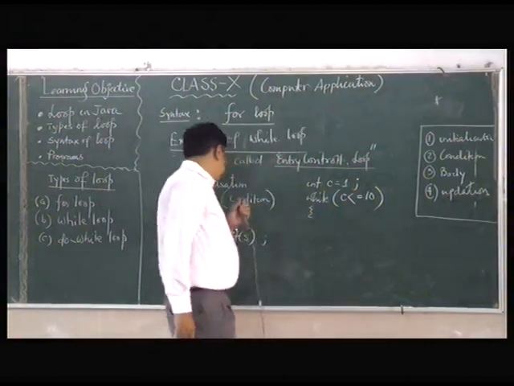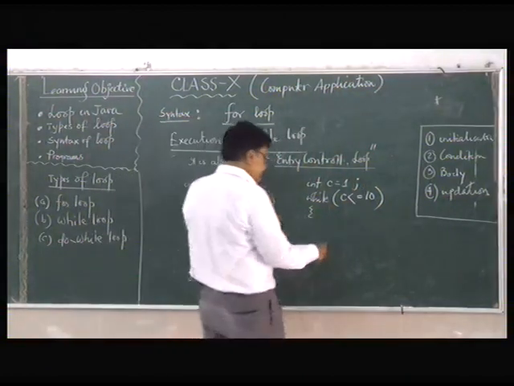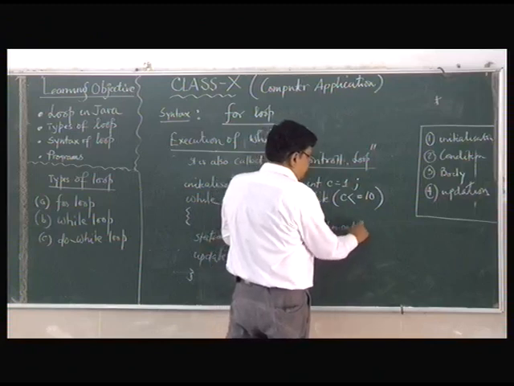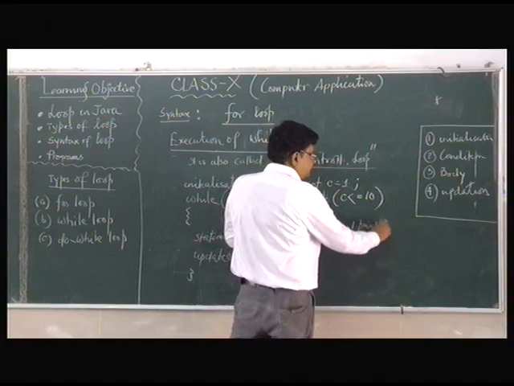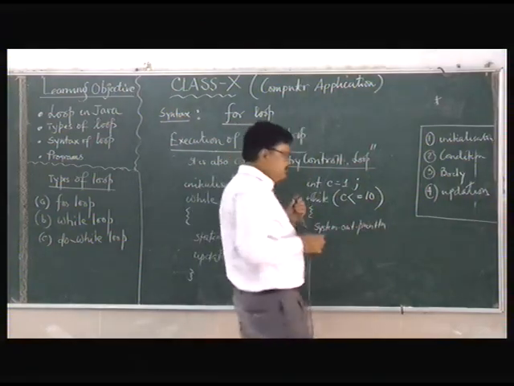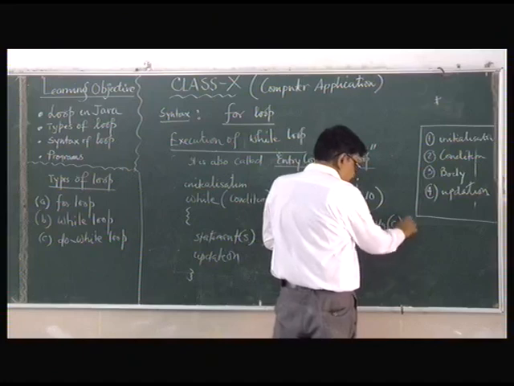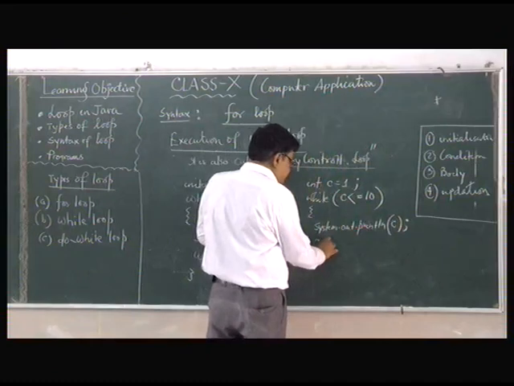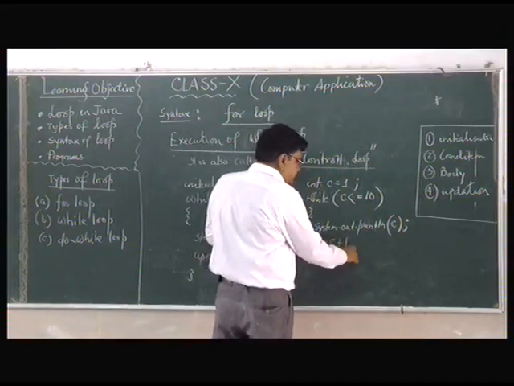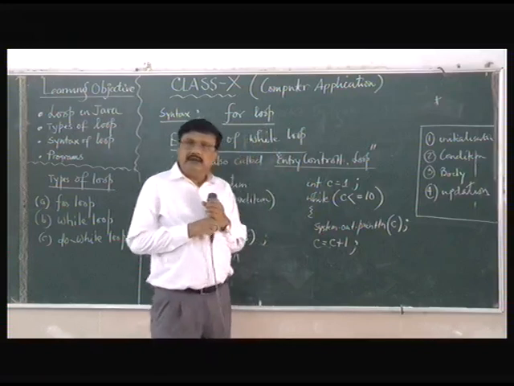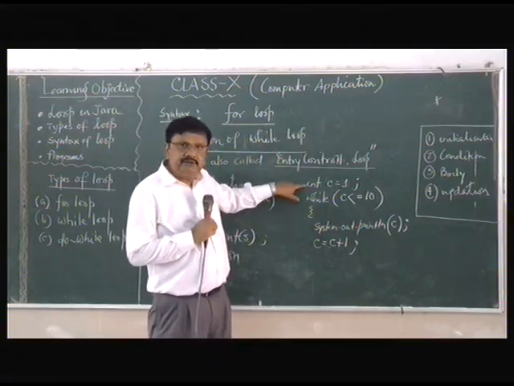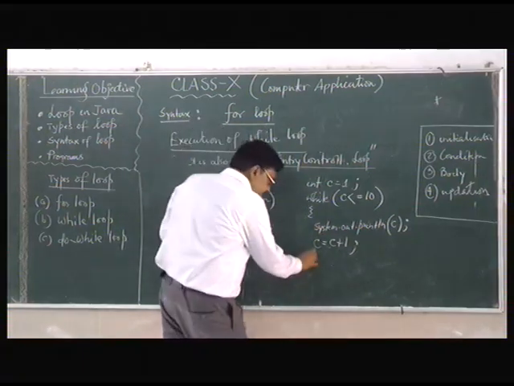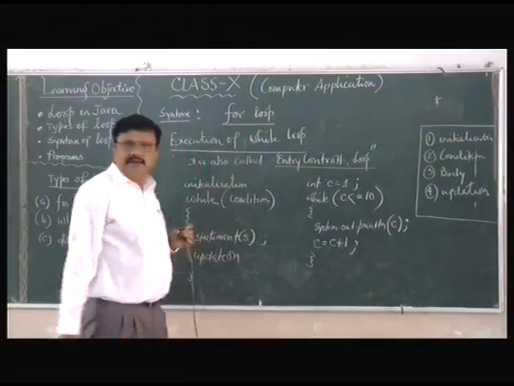Now after this, statements you have to write. So you write System.out.println. Suppose I write println. Both ways you can write. Println, what should I write? C semicolon, am I right? All right. Now after this, what? You have to increment or you have to decrement the what? This one, the loop. So the loop variable is incremented. Now you close it. All right. Clear or not clear?